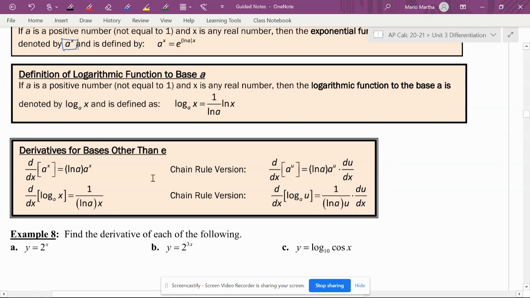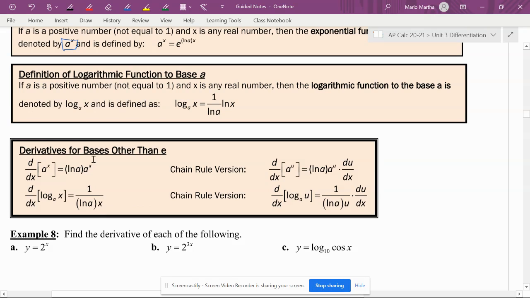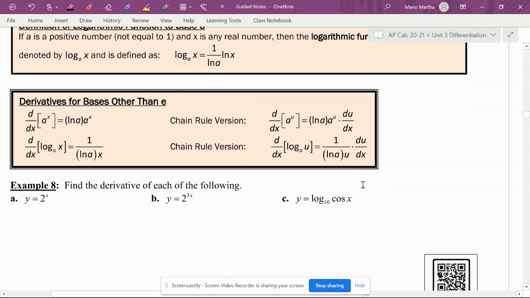So now we look at the derivative of those, and that's pretty much why we use these definitions. Using these different definitions, we can come up with the derivative of these things. The derivative of the first one, a to the x, is the natural log of a, which is just a number, times a to the x. And then the chain rule version would be the natural log of a times a raised to the u, so the same thing as over here, but times the derivative of whatever you have in the exponent. Sometimes we're going to be using one, sometimes the other.